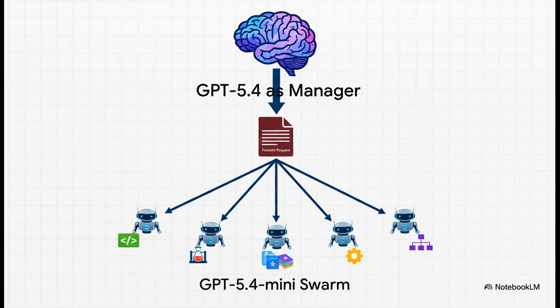Here's how it works. You use the big, powerful GPT 5.4 model to act like your project manager. It takes a high-level feature request, thinks about it, and then breaks it down into smaller tasks. Then, it delegates all that work to a whole swarm of those efficient GPT 5.4 mini subagents who can handle the coding, the testing, and the documentation all at the same time.